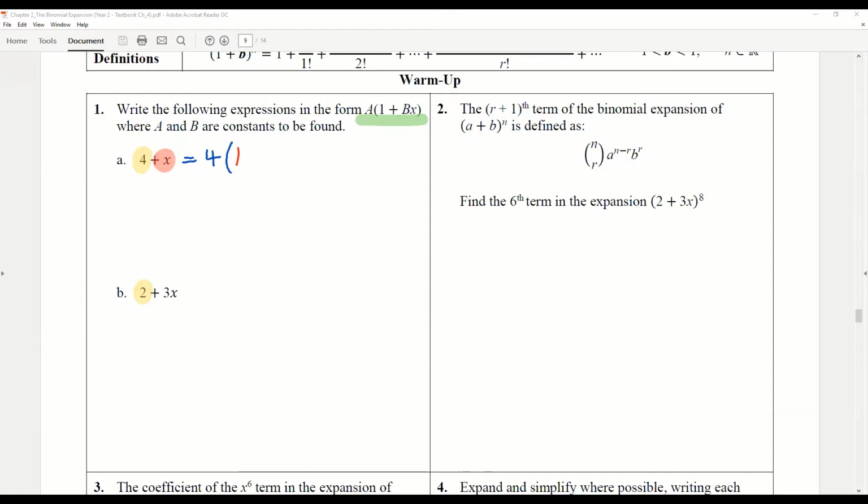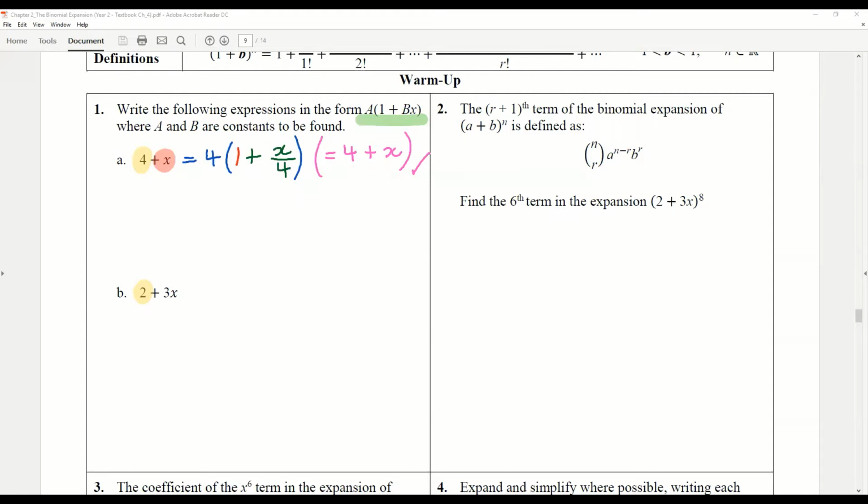So the way I do that is I'm going to add, let's do it in a different color, plus x over 4. And there we have our factorization. Now, if you want to just check that and multiply it out, you can do that just to check it, of course. So in other words, it will be 4 plus 4 times x over 4, which will be 4 plus x. So yes, it seems to work.